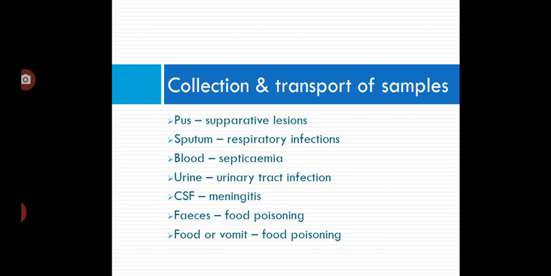Blood can be collected in case of septicemia. Urine sample can be collected in case of urinary tract infection, and CSF, cerebrospinal fluid, can be collected in case of meningitis. Feces or stool sample can be collected in case of food poisoning, and food or vomit can also be collected in case of food poisoning. The specimen should be collected in a sterile container under aseptic conditions and transported in Pike's transport medium.